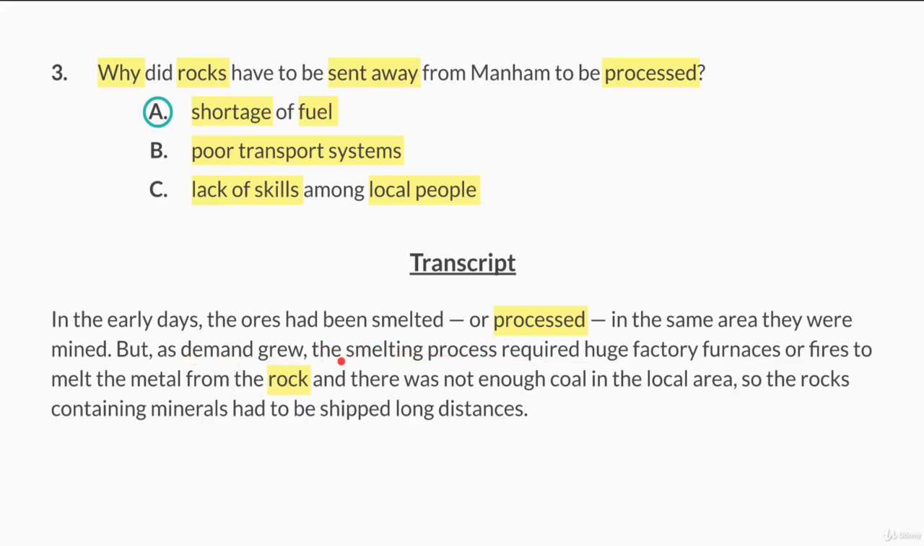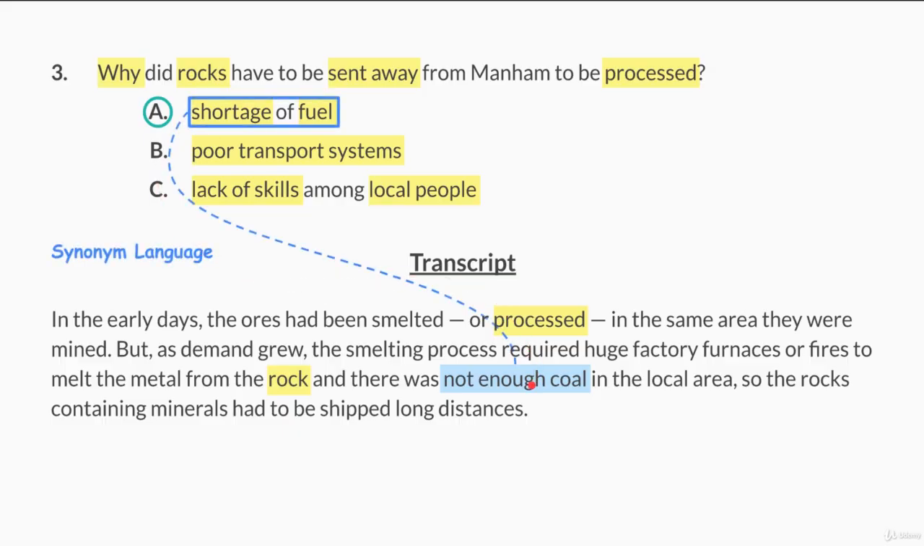as the demand grew, the process required huge factory furnaces to melt the metal from the rock. And guess what? There wasn't enough coal in the local area, right? There wasn't enough coal. Guys, what do we use coal for? Well, there's only one main purpose of coal, which is what? To use it as fuel. So that there is synonym language. Okay, coal is synonym language for fuel. So there was not enough coal, or in other words, there was a shortage of fuel.